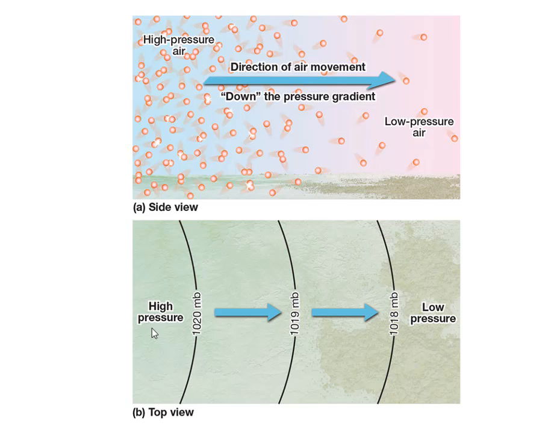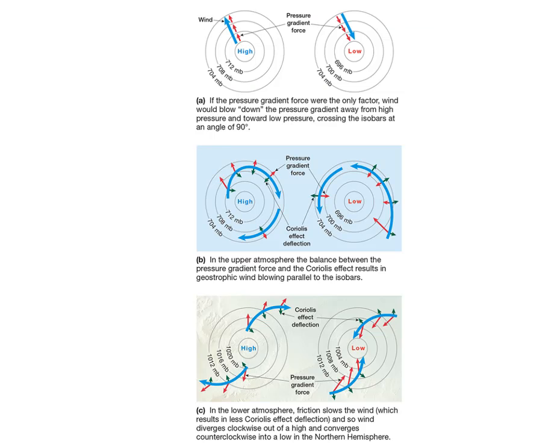If the pressure gradient force were the only force acting on our atmosphere, air would flow perpendicular to the isobars. However, because Earth rotates, any object moving near Earth's surface is deflected by the Coriolis effect. In the first image, we see a hypothetical movement of air that includes only pressure. In the second image, we can see the upper atmosphere that includes the Coriolis effect.